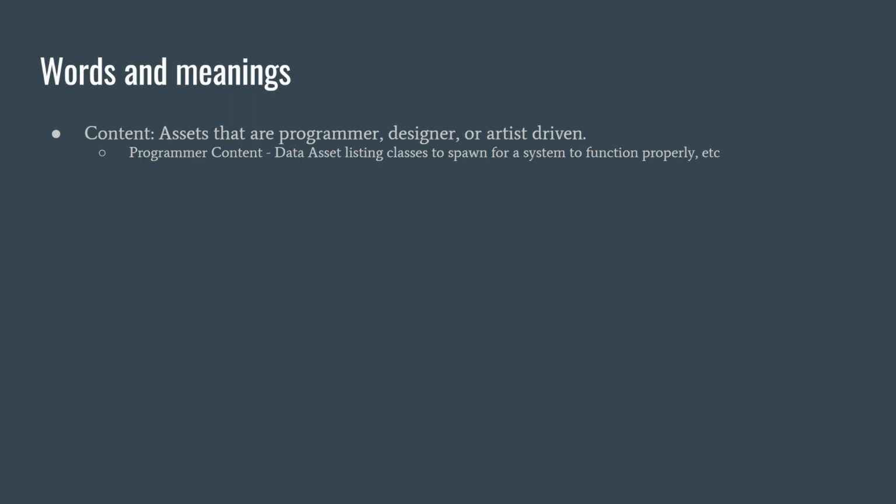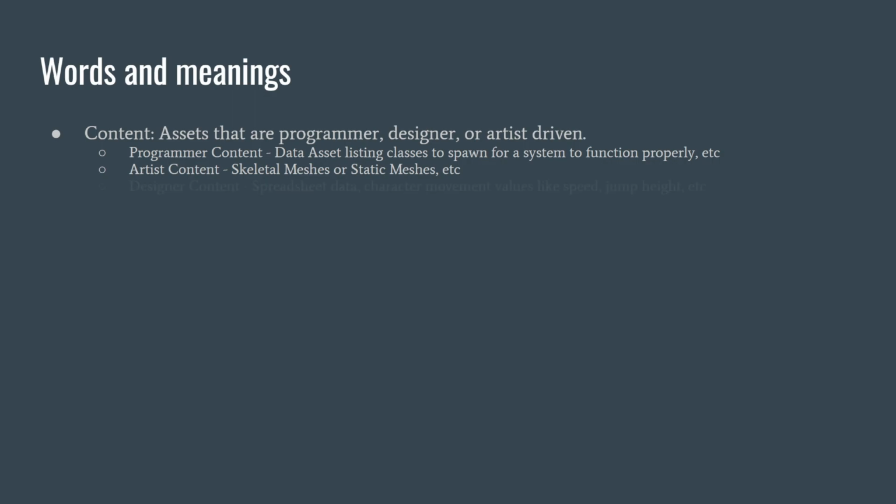Programmer content is, for example, a data asset listing classes to spawn for a system to function properly. It's basically: the game works when I configure it this way, but I don't want to have to hard code it, you know? Then there's artist content, which is pretty obvious: skeletal meshes, static meshes, textures. It can also go with level design and level art, though I want to specify there is a difference between the two.